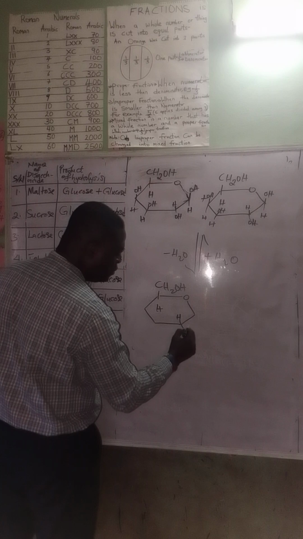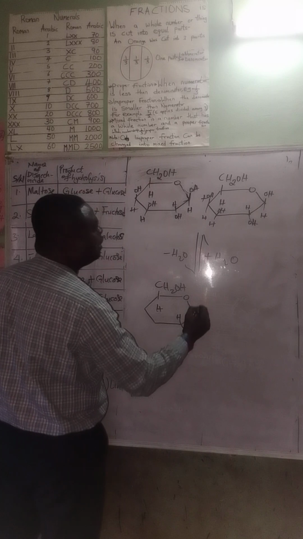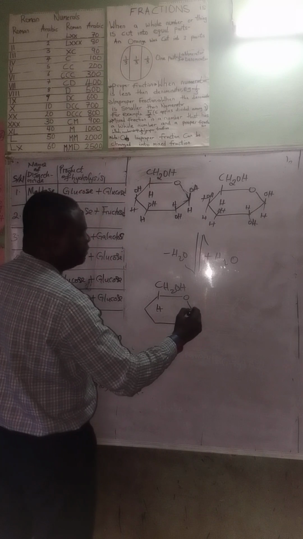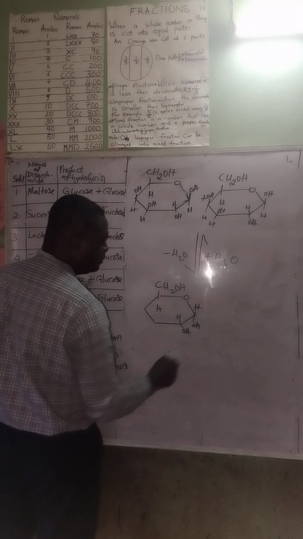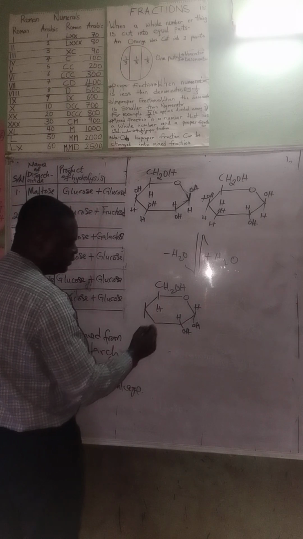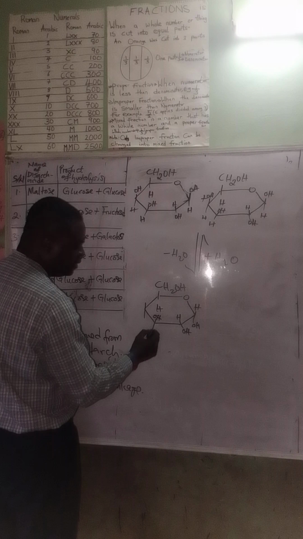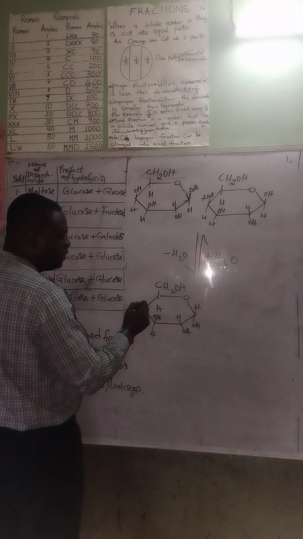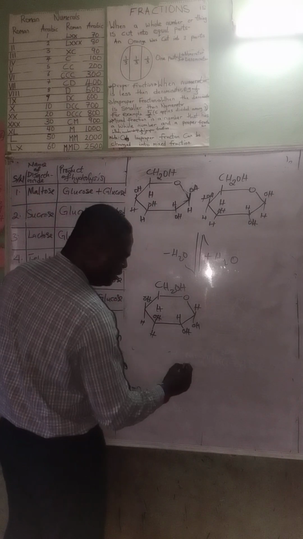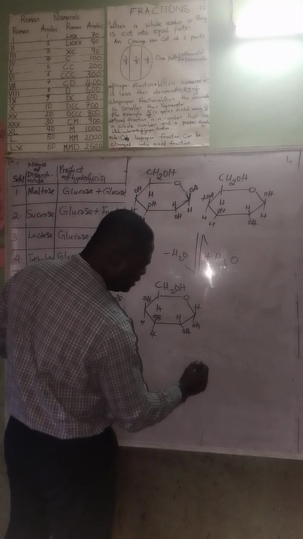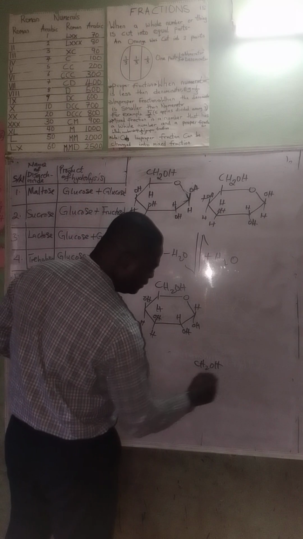So I have H, OH. Let me have OH here and H up. So that's beta. So I have OH and H. Then I have OH and H. So now let me have another CH2OH here.